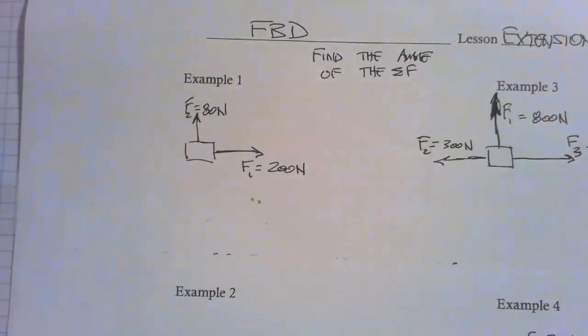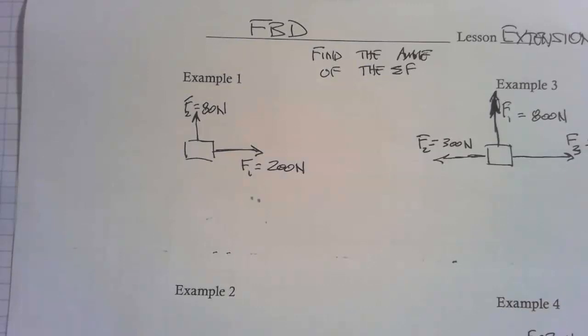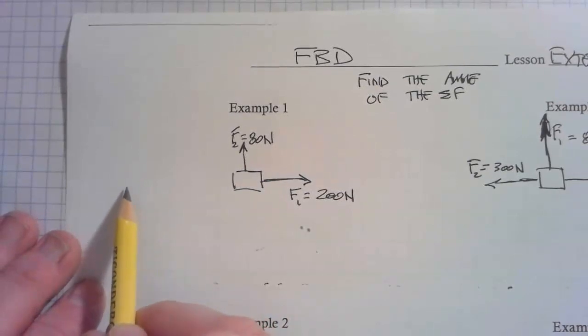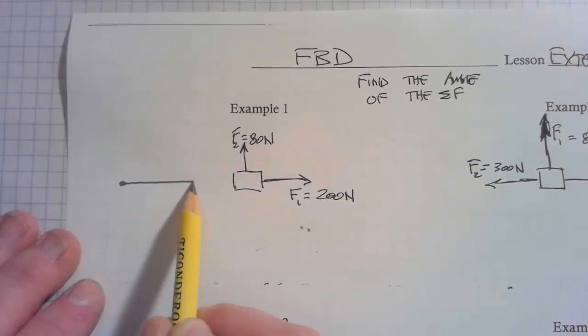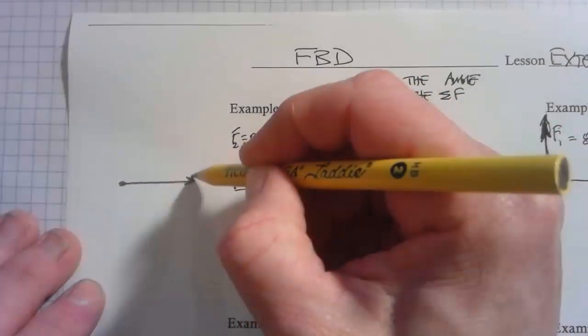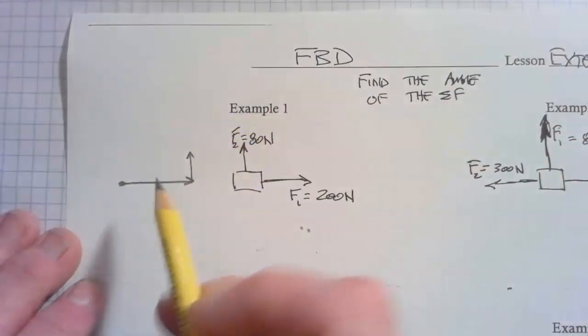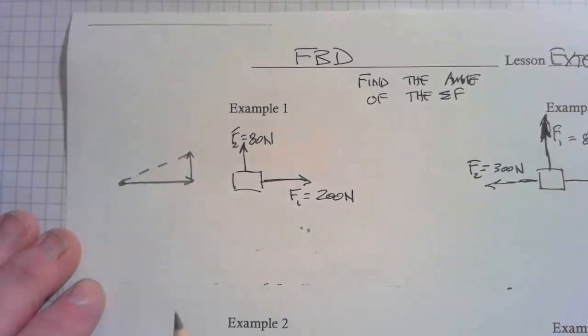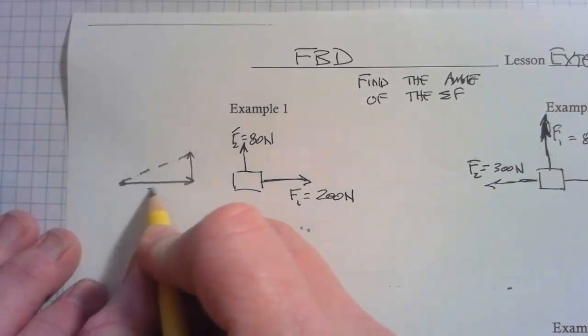Really, all this comes down to is finding the angle, and this is something we've already done. For example, if we had this, we'll start here, go over 200 and go up 80. Our net force is going to be this dotted line. So it's the Pythagorean theorem.